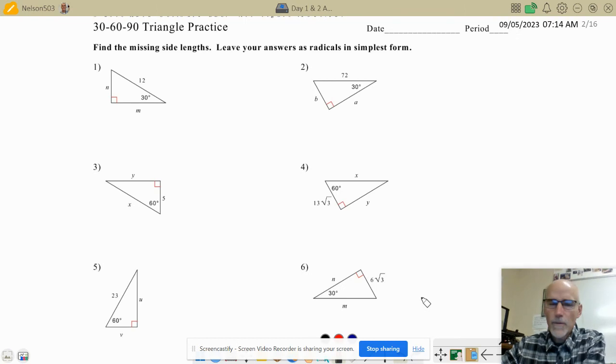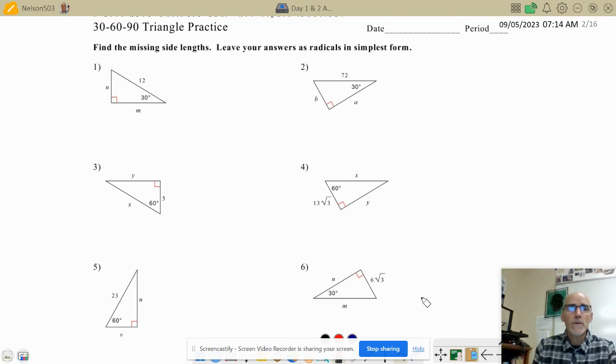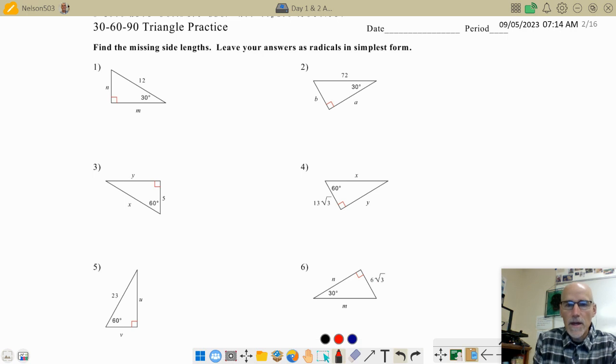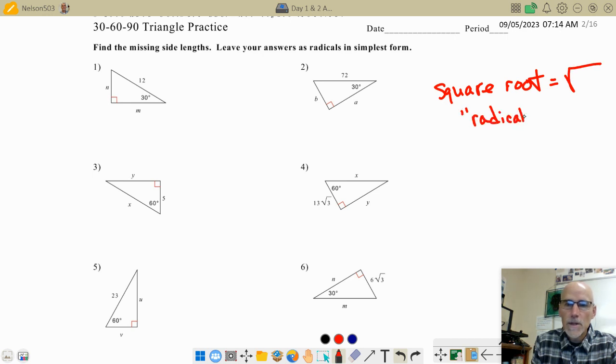Okay, folks, so 30, 60, 90 triangles often involve square root signs. So our skills with radicals, sometimes they're called, is very important. Let's write those words that I just said on the screen here real quick. So square root, okay. What does that symbol look like? That looks like this sign. Sometimes it's called a radical.